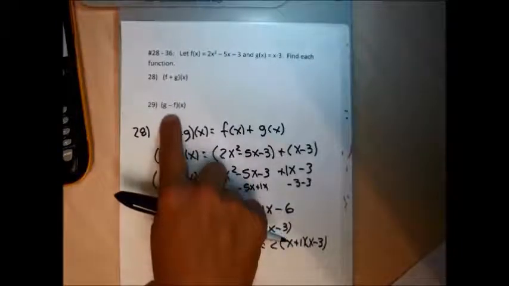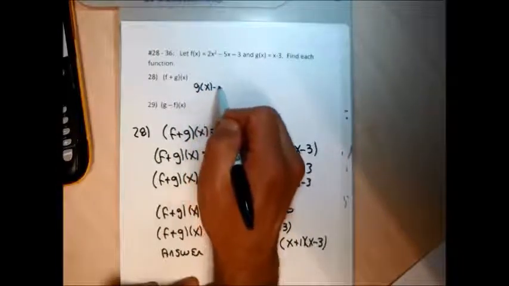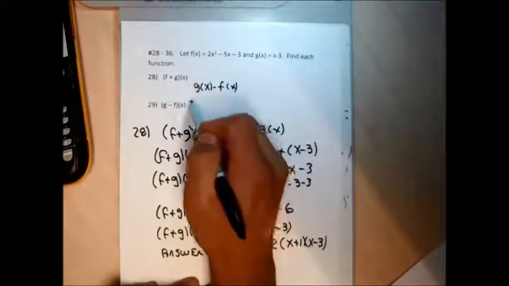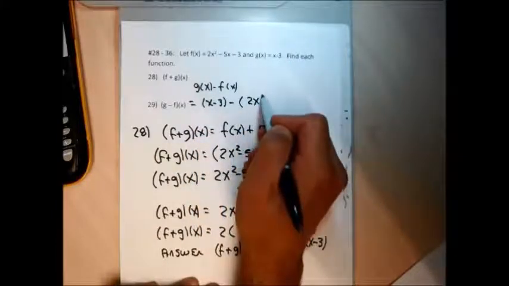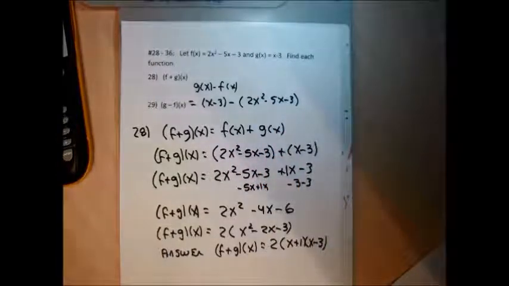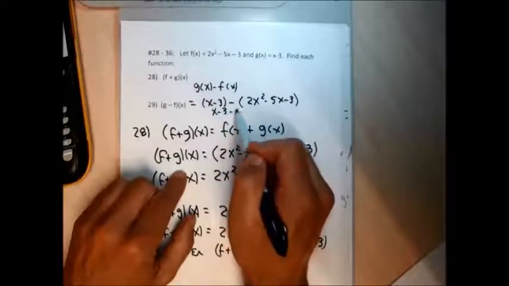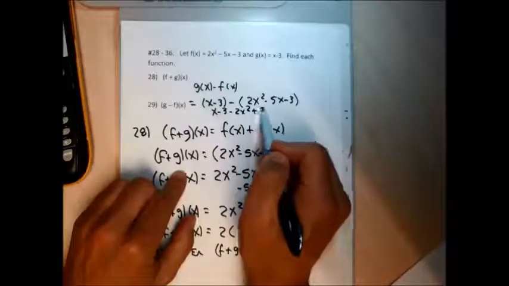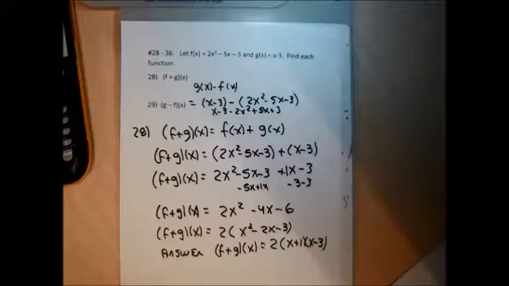When you go to do g minus f of x, you're going to say this is g of x minus f of x. Then you're going to say it's x minus 3 minus 2x squared minus 5x minus 3. You're going to drop the parentheses. These signs are going to change. You're going to get a minus 2x squared, a plus 5x, and a plus 3. You're going to combine like terms, write it in a nice order, and try to factor a little bit.